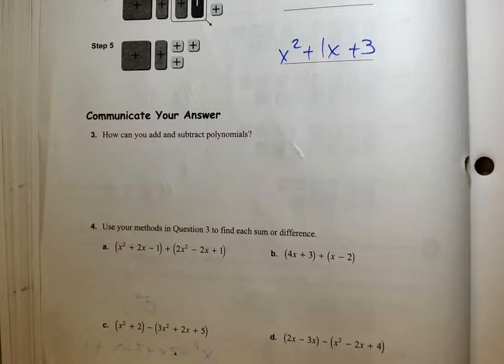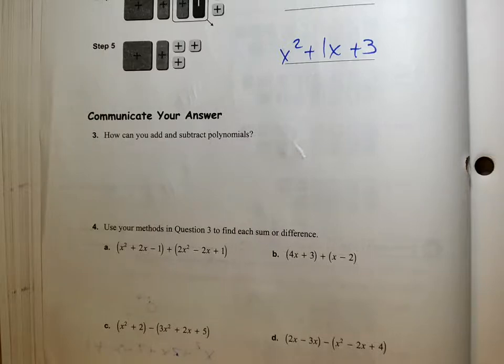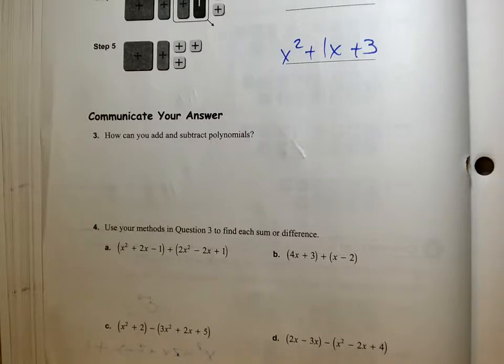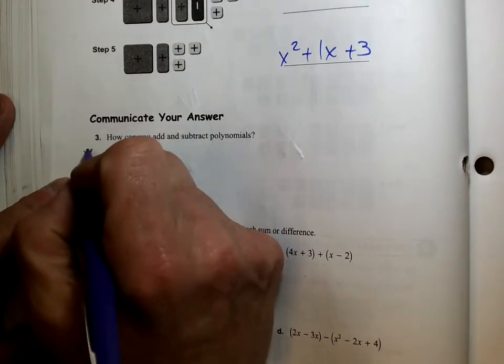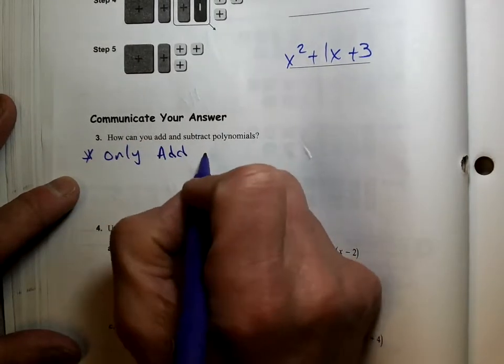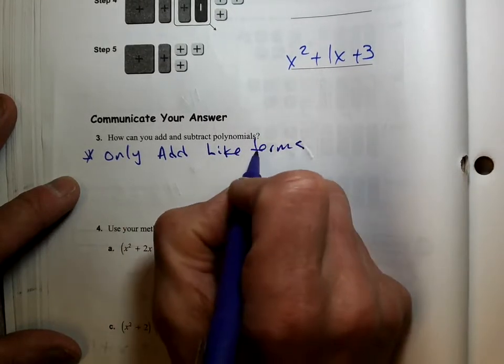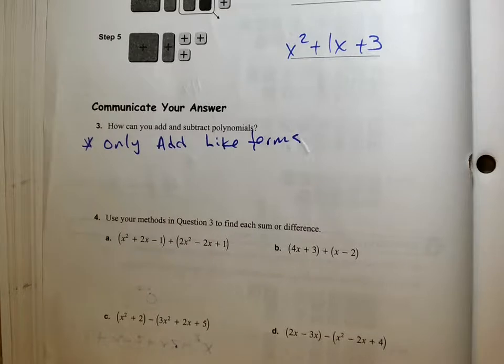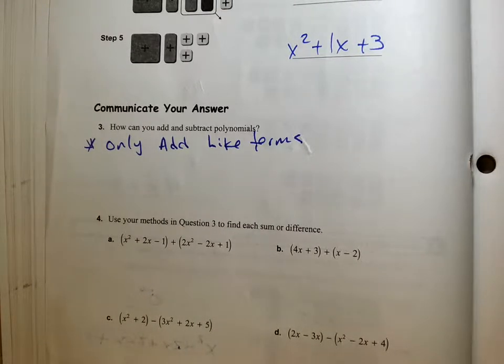So how can you add or subtract these? These are called polynomials, okay? When we add or subtract polynomials, the first thing that I want us to write, let's write this down, okay? Only add like terms. Only add like terms. What does that mean? Hey, sis, what does that mean? Only add like terms.